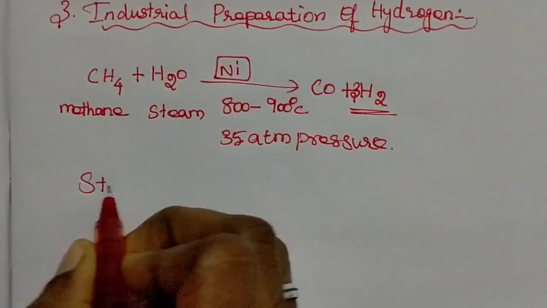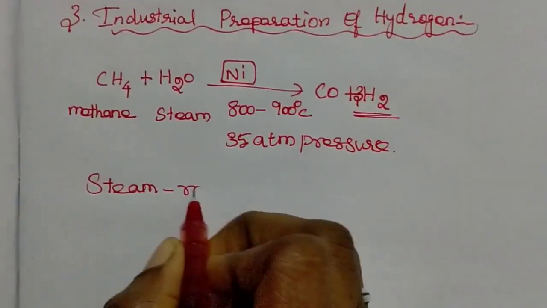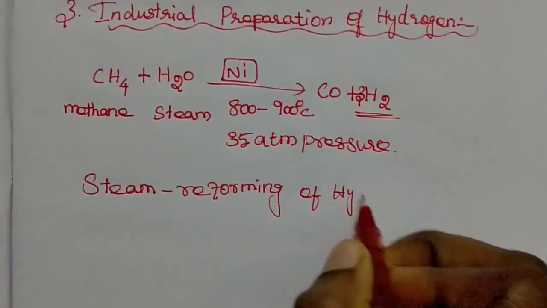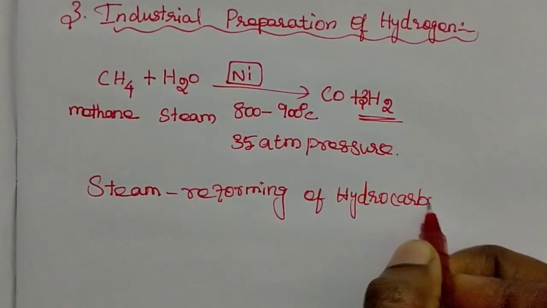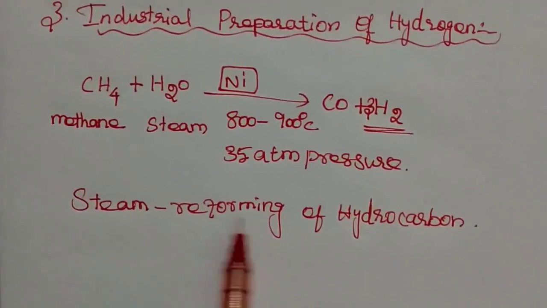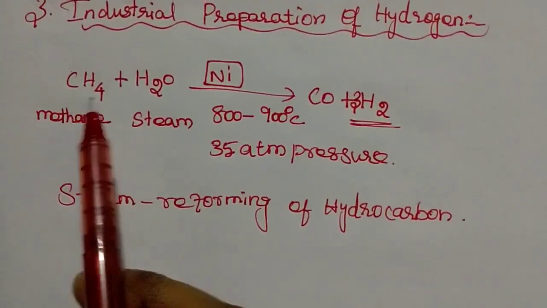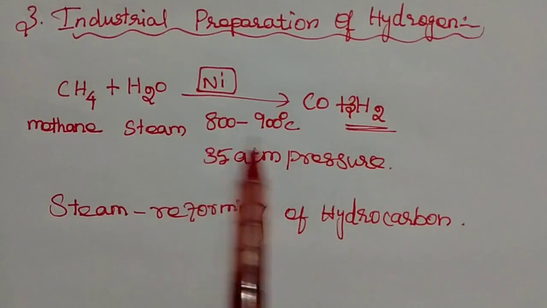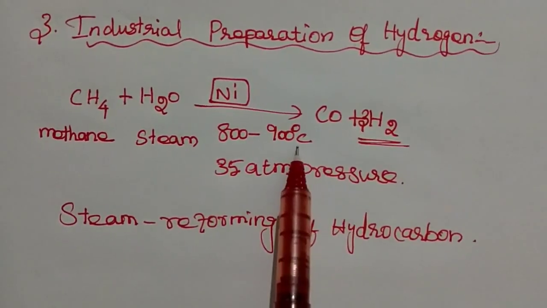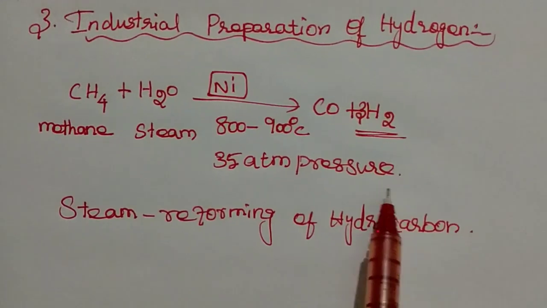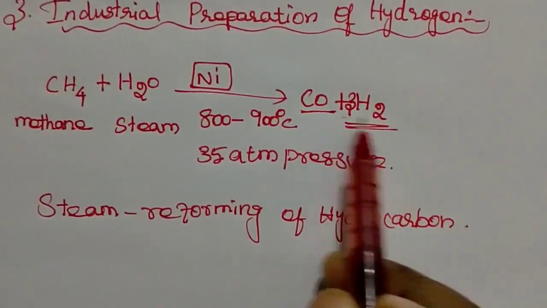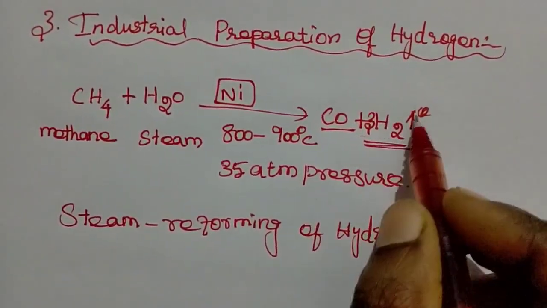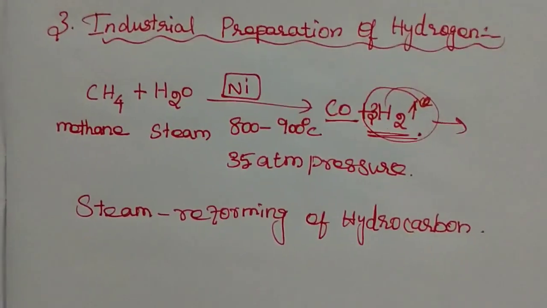Steam reforming of hydrocarbon. Hydrocarbon is treated with steam in the presence of nickel catalyst at a temperature of 800 to 900 degrees Celsius and 35 atmospheric pressure. You will get carbon monoxide and 3 H2 molecules. So hydrogen is obtained from this process.